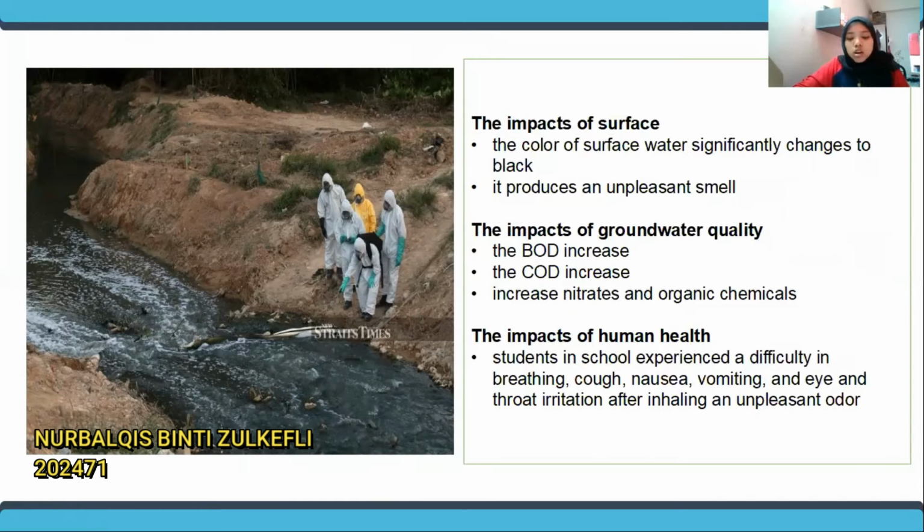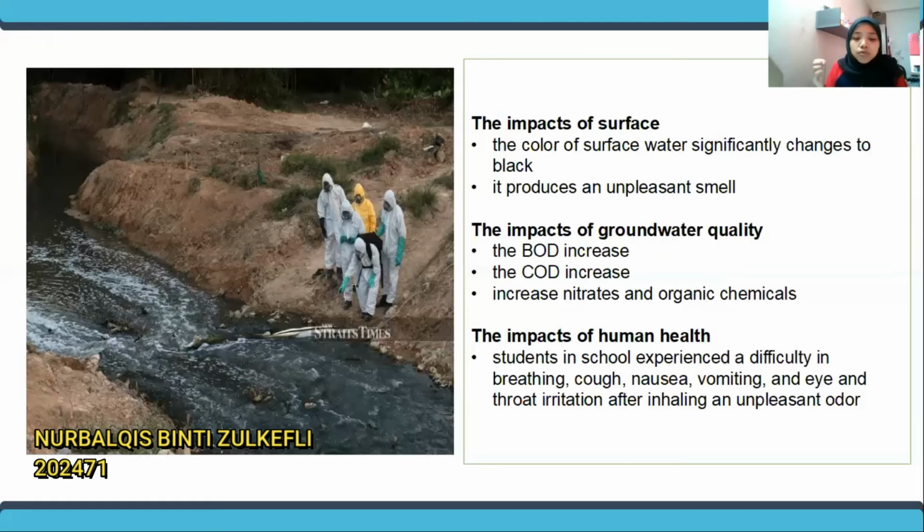Next, groundwater is an important component in many industrial processes. Groundwater is a source of recharge for lakes, rivers, and wetlands. The impact on groundwater quality when there are river pollutants is increasing biochemical oxygen demand, which is BOD, then chemical oxygen demand, which is COD, will increase, then nitrate and organic chemicals will increase, which can possibly bring virus and bacteria that decrease groundwater quality.